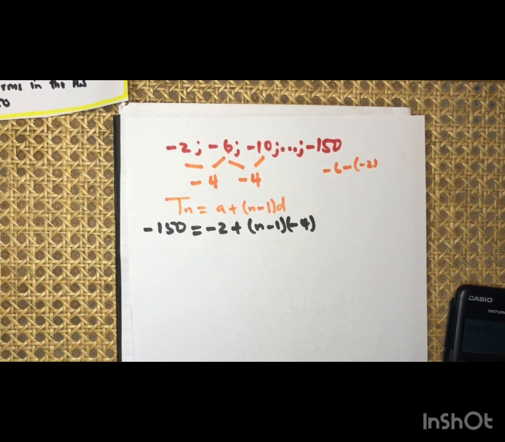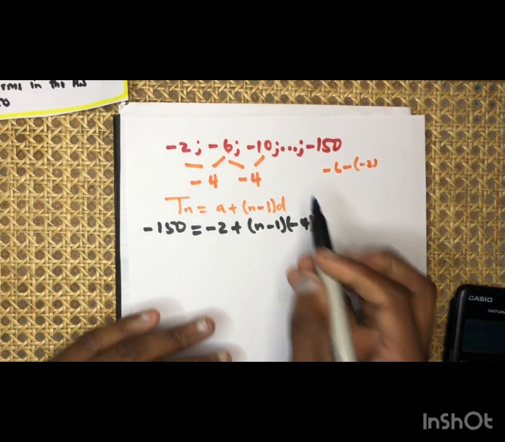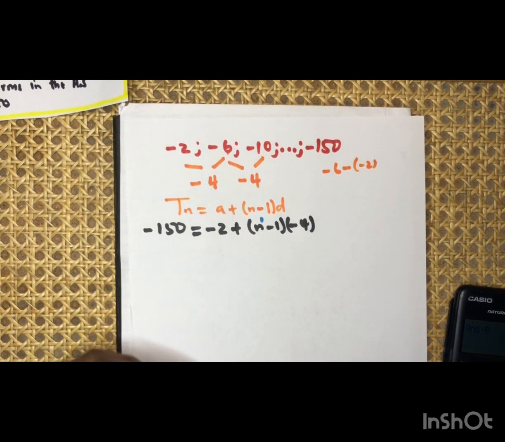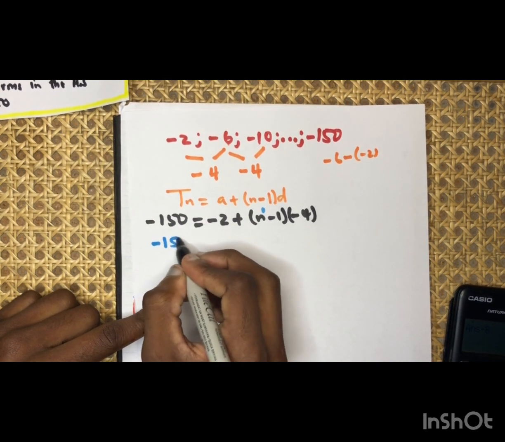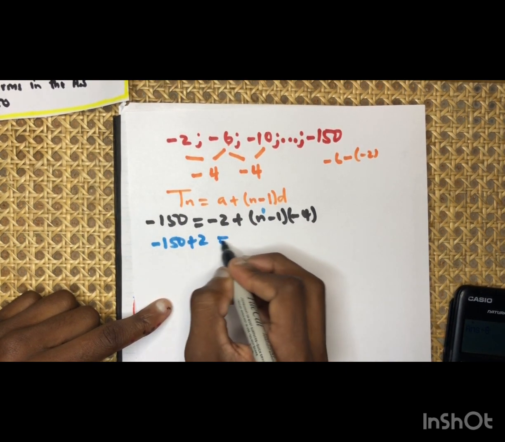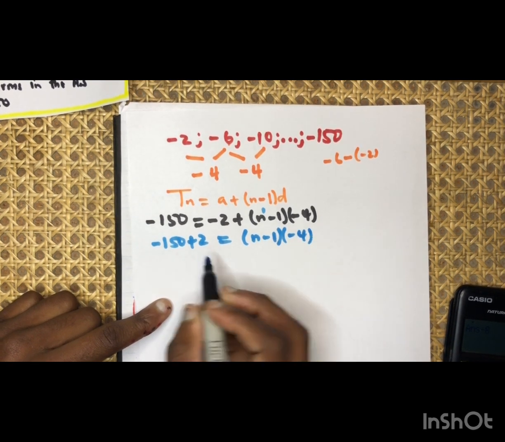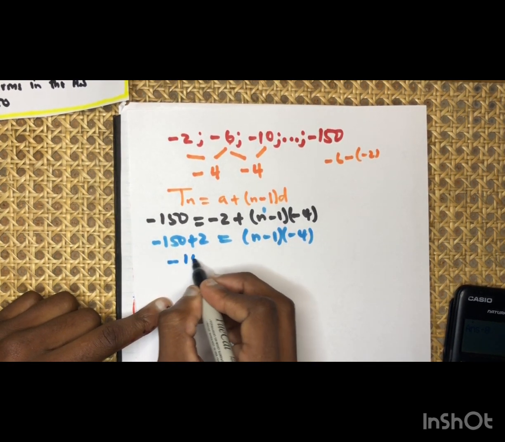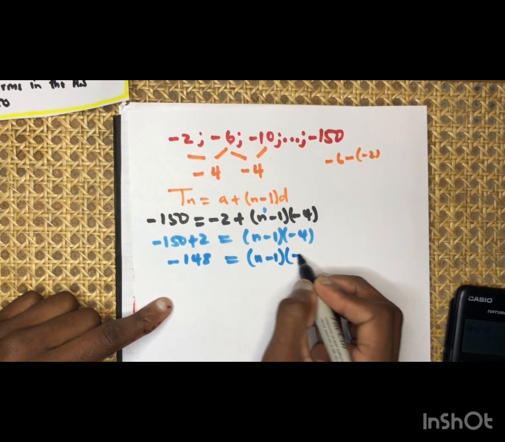When we're dealing with a quadratic, we always find two values for the number of terms, then we reject the other one. Can you see that here, guys? The degree is 1, which means you're going to get one value of n. So which is easy now. We're going to transpose this to that side. Negative 150 plus 2. This one will give us negative 148. Then I have n minus 1 times negative 4.